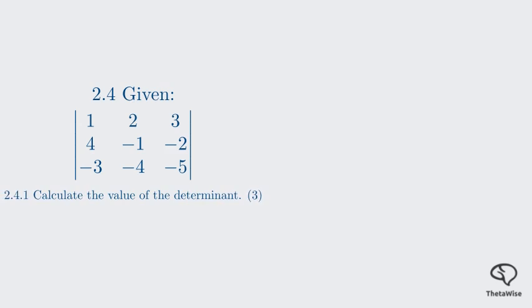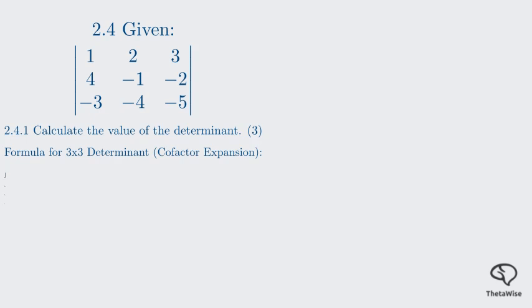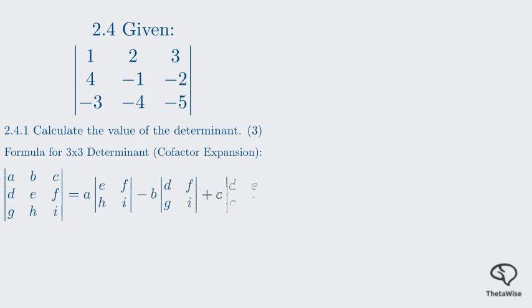There are a few ways to calculate a 3x3 determinant. A very common and reliable method is cofactor expansion. The formula for cofactor expansion across the first row, which we will use, is this. The determinant is equal to the first element A times its cofactor, plus the second element B times its cofactor, plus the third element C times its cofactor. In simpler terms, we will expand along the first row of our matrix.